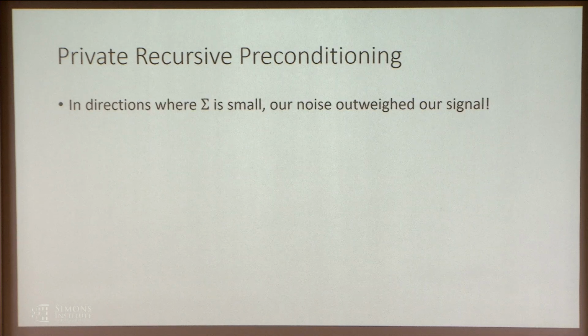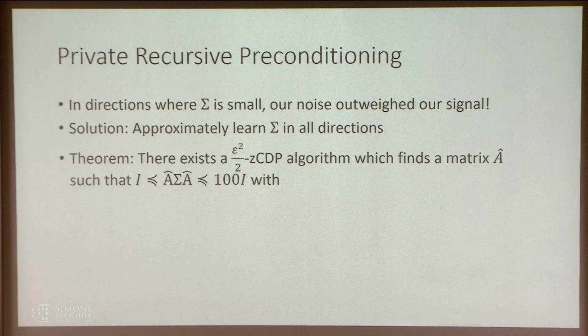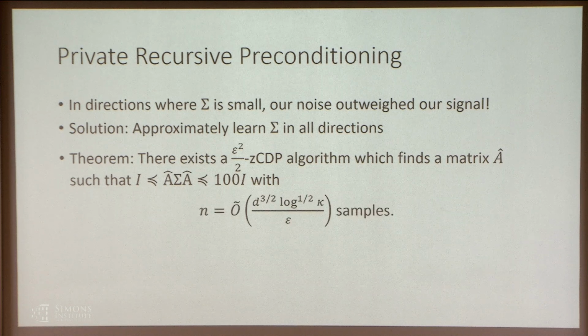Like I said, the noise outweighed our signal in the small directions. So our goal will be to approximately learn sigma in all directions. The key algorithmic primitive, sort of how we would formalize this, is by saying there exists a private algorithm which finds a matrix A hat, which we'll call a preconditioner. The idea is if you rescale the covariance by this preconditioner, that'll put it in approximately isotropic form, up to a constant factor of, say, 100. And the sample complexity of this will be d to the 3/2 times square root log of kappa over epsilon. You'll notice this was one of the terms in our sample complexity before.